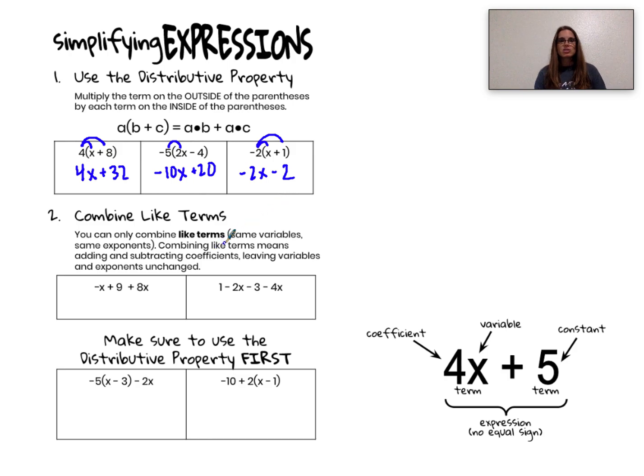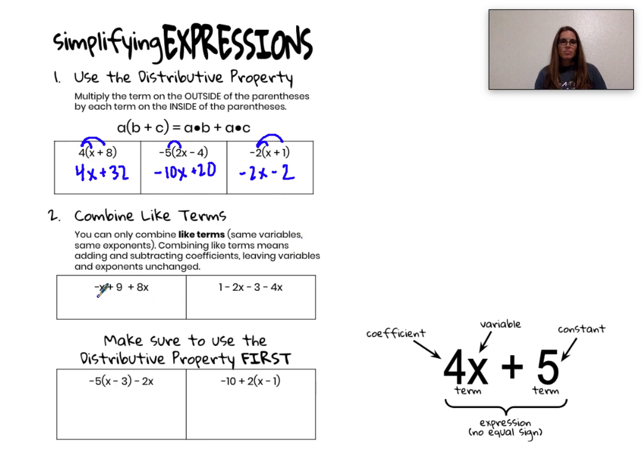The second thing we need to do is combine like terms. Like terms have the same variables and the same exponents. Combining like terms means we add or subtract the coefficients, but we leave the variables and the exponents unchanged.